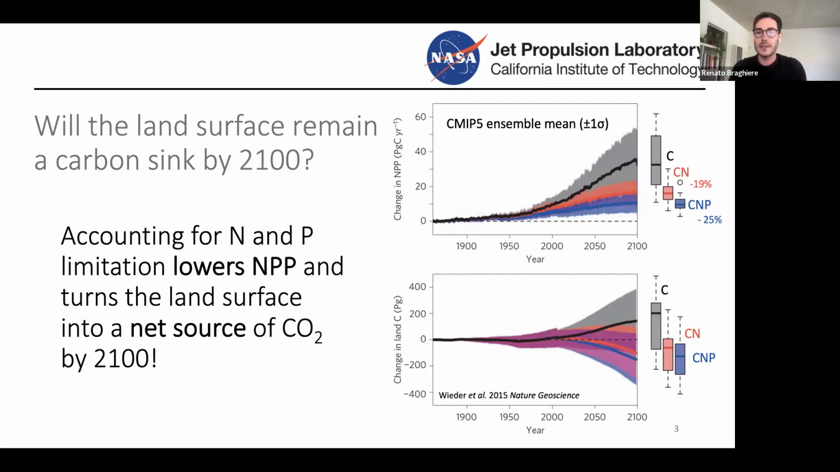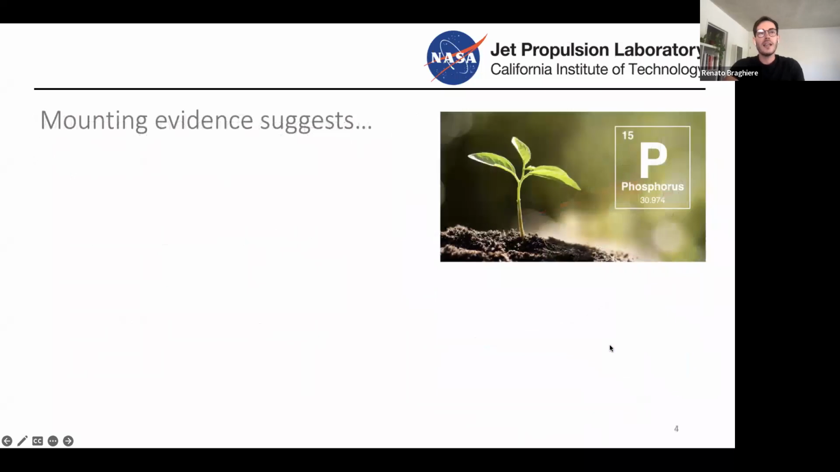number downwards. So when they add a nitrogen limitation, they decrease the initial prediction by 19%. And when they added phosphorus on top of that, the initial prediction goes down 25%, which in turn will turn the land surface into a carbon source by the end of the century, and not a carbon sink, here represented by these negative values. And so, is that true?